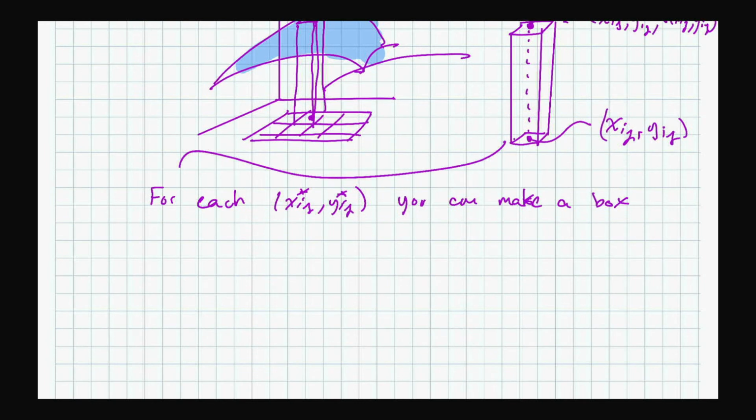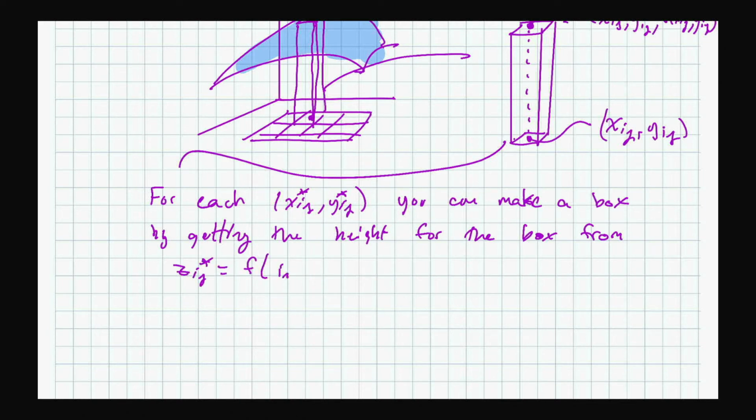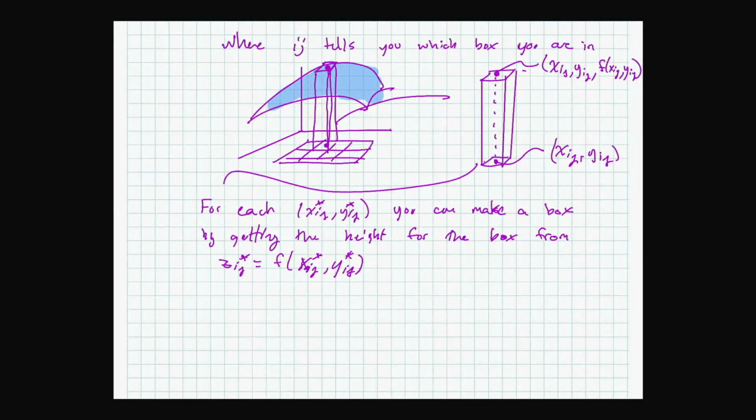By getting the height for the box from the function. So Zij would be f of xij, yij, and that's it. And there's asterisks there again for some reason. All right, and so that's what we drew. That's what these boxes are, like one rectangle is here.